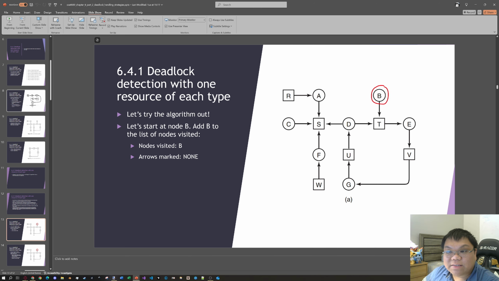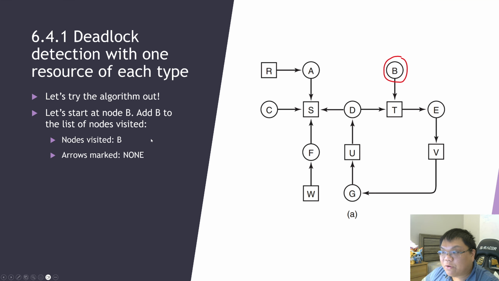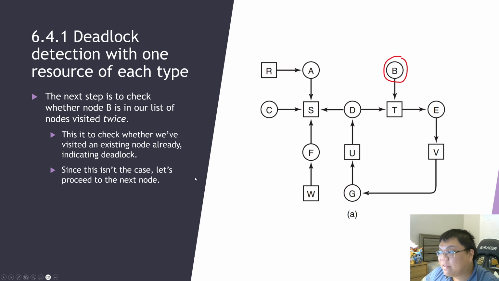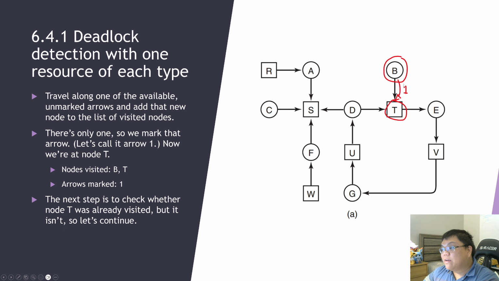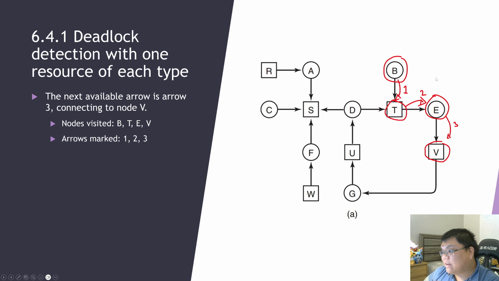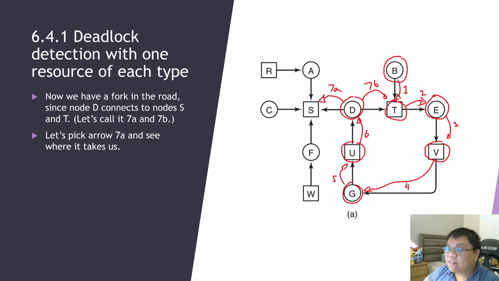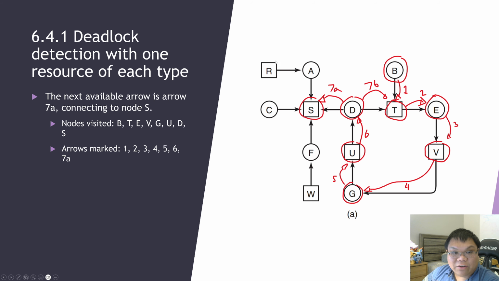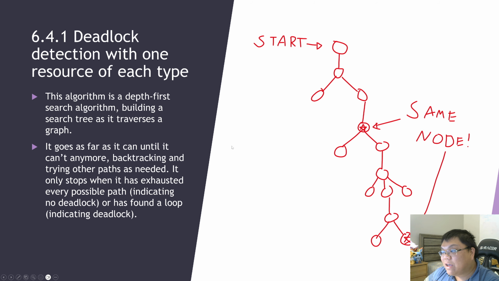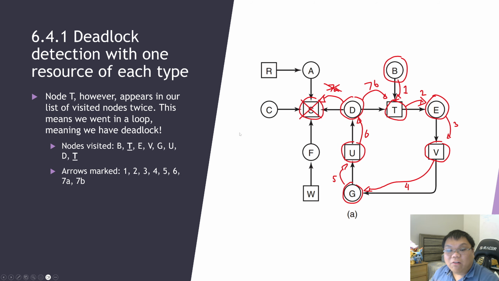This is the step-by-step process of figuring out how to find deadlock in our graph. It's also shown in the slides. I'll demonstrate to you real quick. We start at node B, or we could have just started at any node and find a loop in the graph anyway. So we start at node B, we go to node T, then E, then V, then G, then U, then D. There's 2 different paths we can take at node D. Let's try one of them. We try node S, we hit a dead end, we backtrack, go back to node D, try the other path, and we go to node T, which we had already visited.